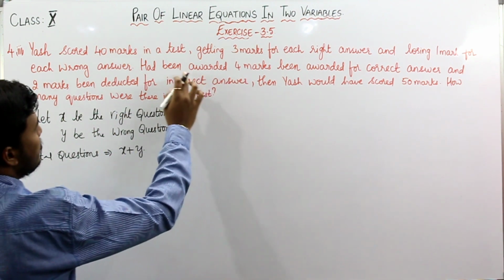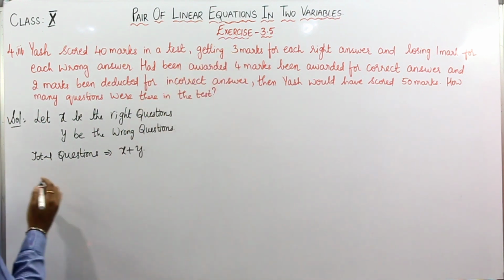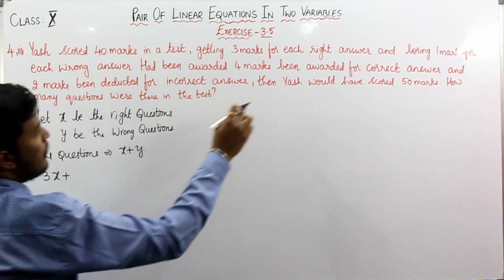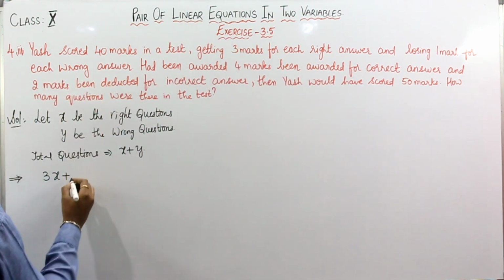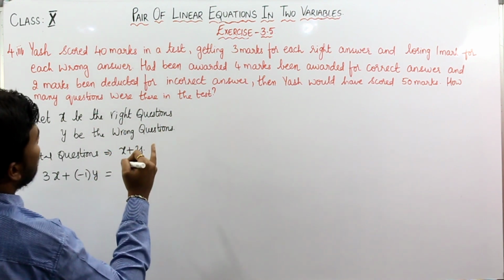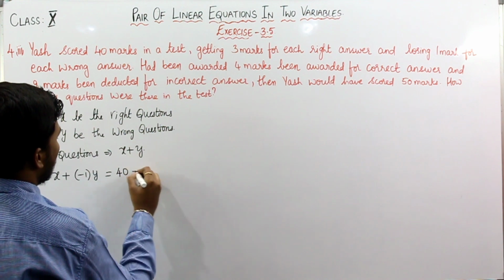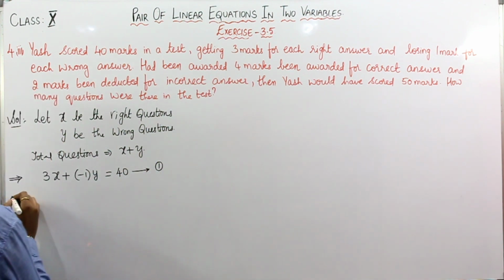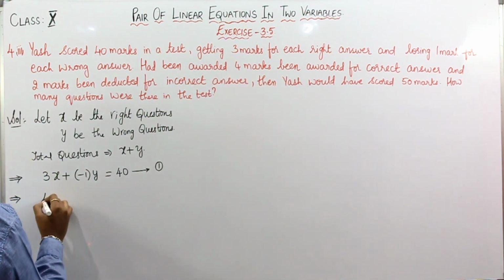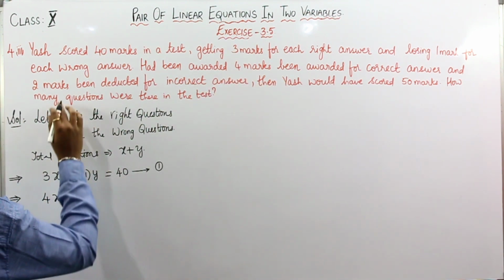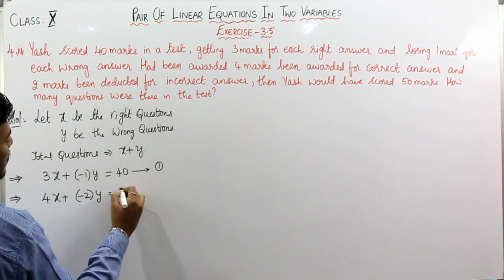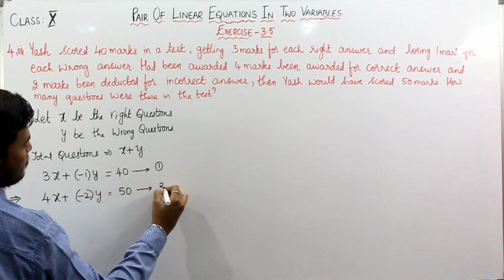Okay, and next he had been given 3 marks for right answers. So 3 into X plus losing 1 mark for incorrect answer, so minus 1 into Y, and he has scored how many marks? 40 marks. So this is the first equation. Okay, and the second equation is 4 marks have been awarded for correct answer, that is 4 into X, plus 2 marks have been deducted for incorrect answers, and then he scored 50 marks.